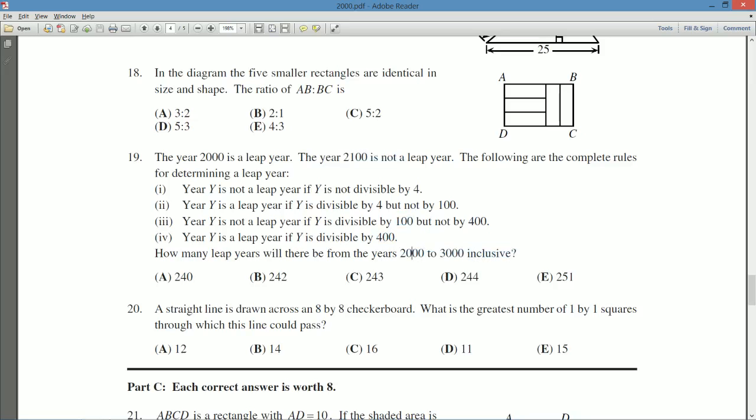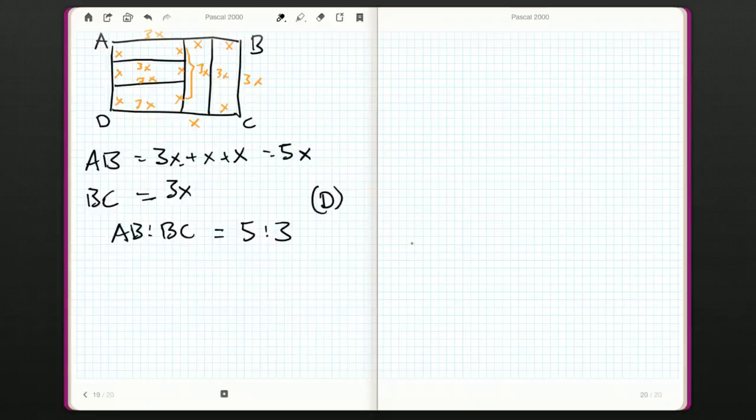So let's see what we can do. This question, I think, is going to be based off one of my favorite mathematical principles, the principle of inclusion and exclusion. What we're going to do is figure out, naively, how many leap years there are. Well, 2000 to 3000 is a range of 1,000 years.